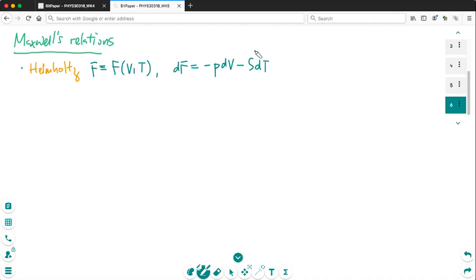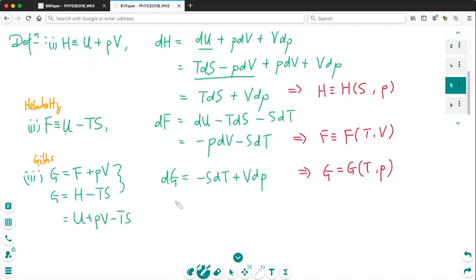You don't want to stop here. Actually, one thing I should say is all thermodynamic potentials are function of states.